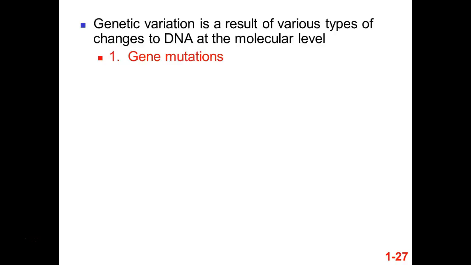So these are referred to as gene mutations. So the DNA code, the sequence, is different. Because it's different, the protein's different. And thus, the trait we see, the color, is different.